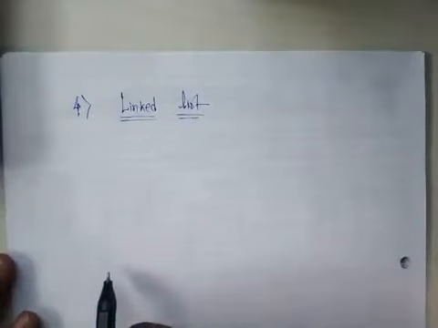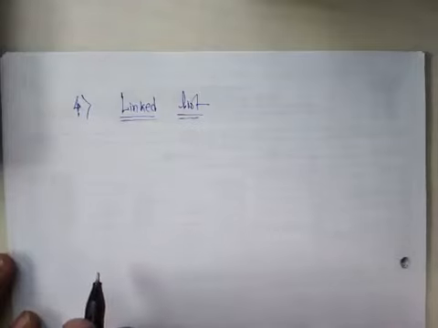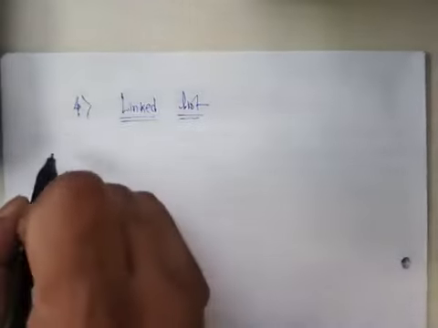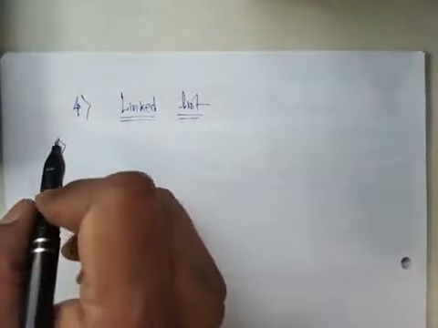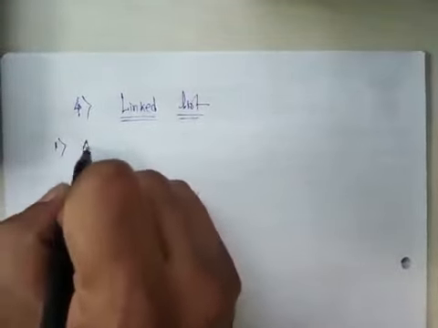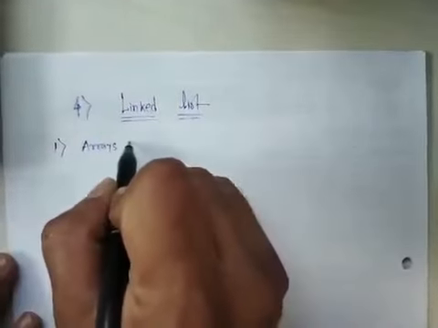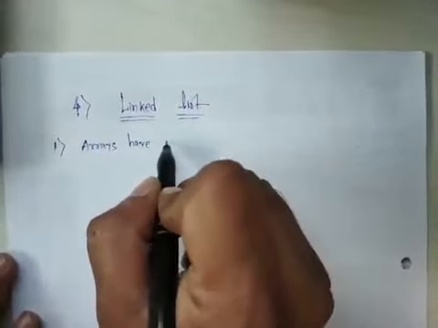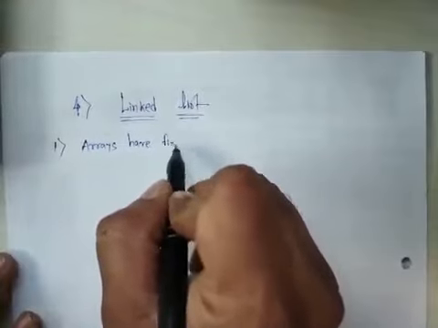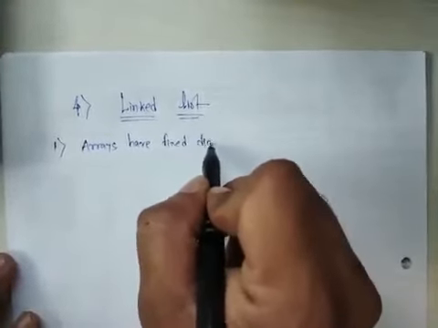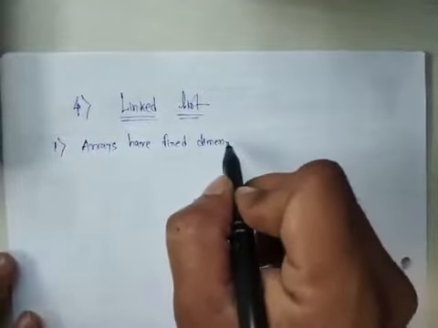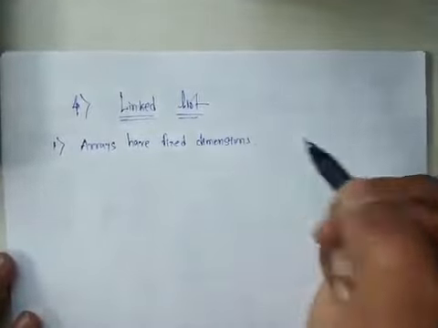So we have studied so far array representation of stack and queues, but arrays have the following weaknesses. There are some weaknesses associated with the array. The first problem with arrays is that arrays have fixed dimensions.